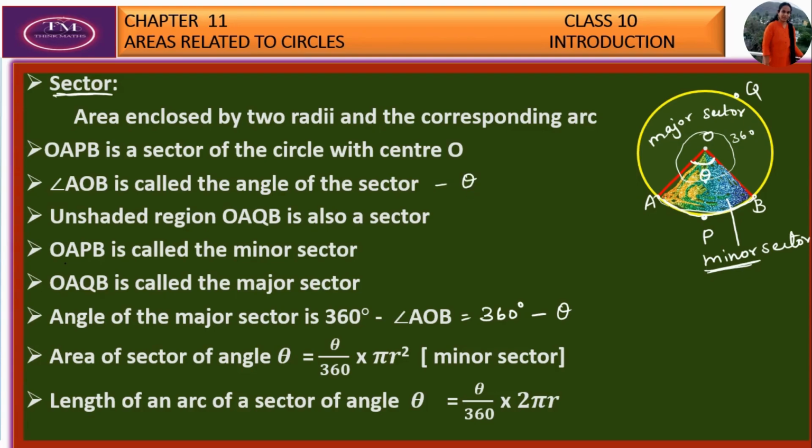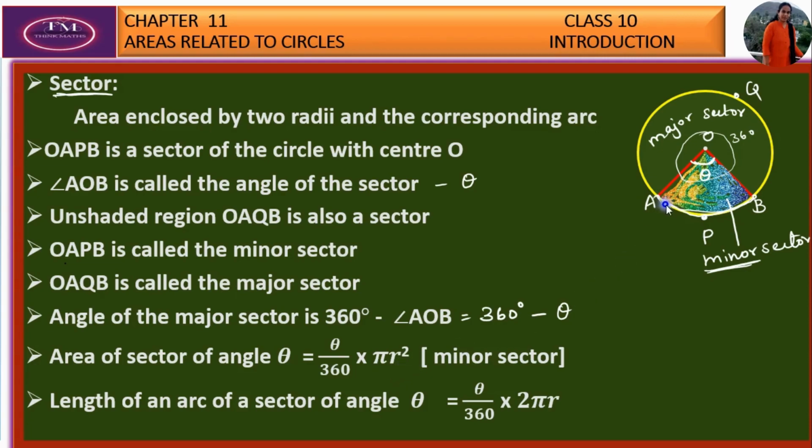Now we have to find the area of the sector OAPB. It is a part of a circle, a part of the area of a circle. So it is theta by 360 into the area of the circle, pi r square. Area of sector here means the minor sector. So the area of a sector of angle theta is equal to theta by 360 into pi r square.